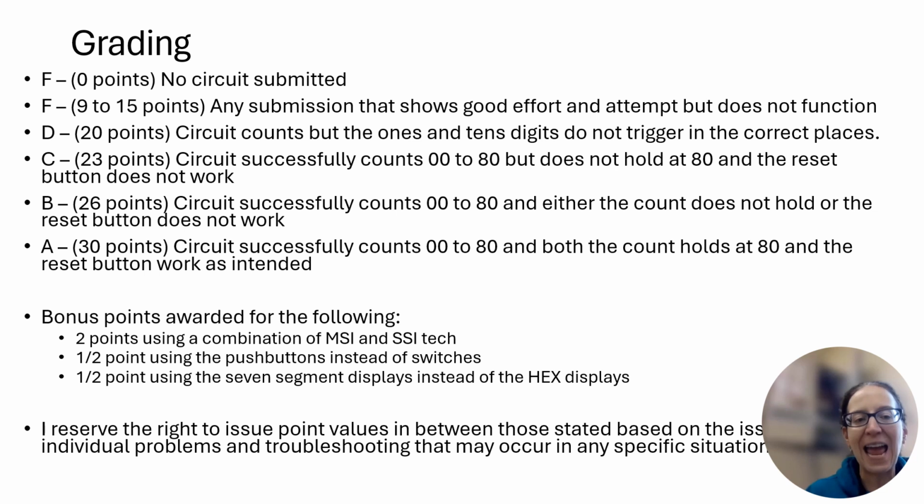And then to get the A, that would be 30 out of 30. The circuit successfully counts 0 to 80, and both the count holds at 80 and the reset button work as intended. So we can keep hitting that next button forever and it holds at the 80. The only way to go back is to get that reset button to work. And it works. So basically the circuit does everything that it is supposed to do according to the specs.